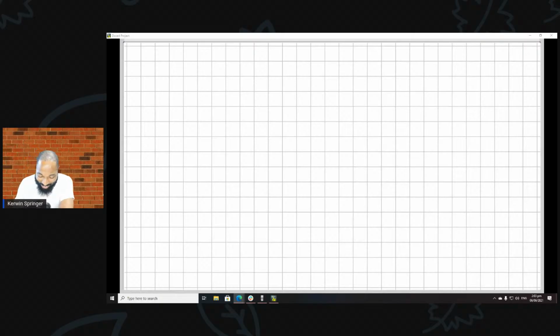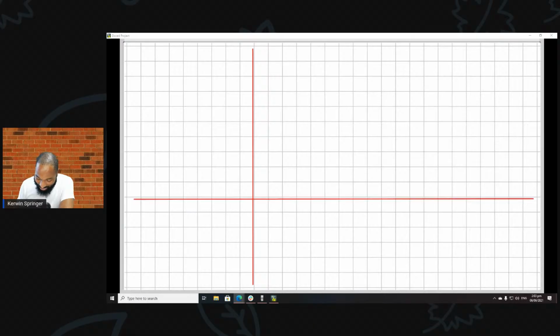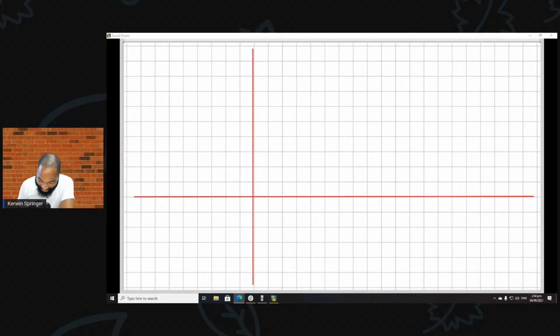So if we have a y-axis and an x-axis, does anybody know what the equation of a line looks like? This is exciting stuff, people. Don't run away. Don't leave me.